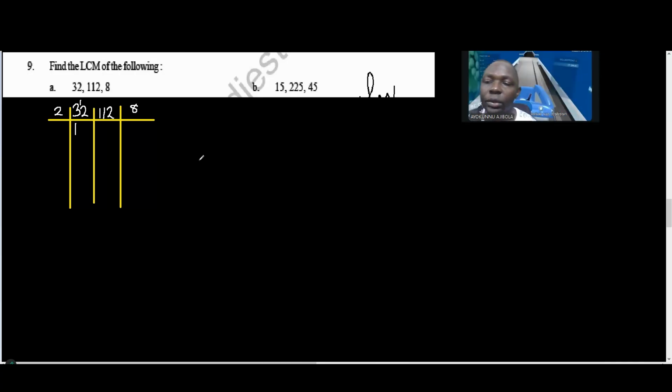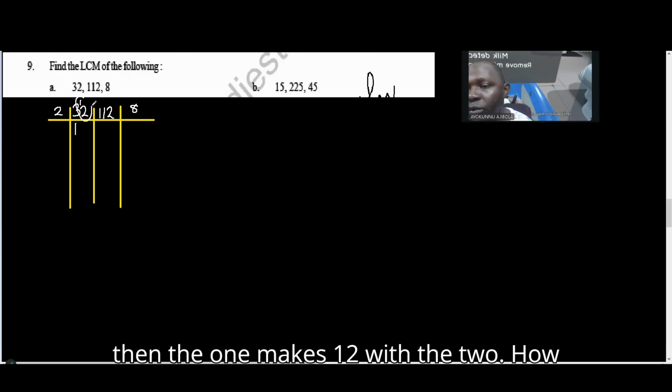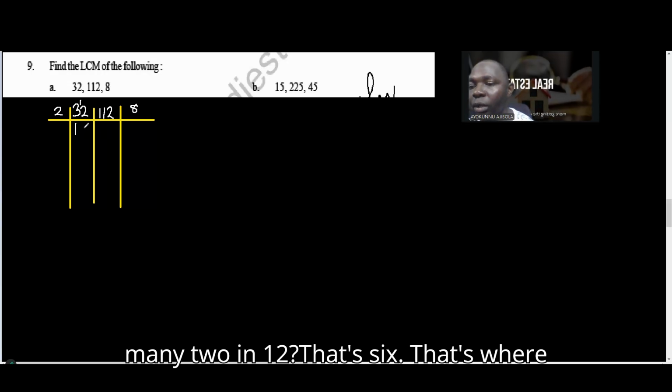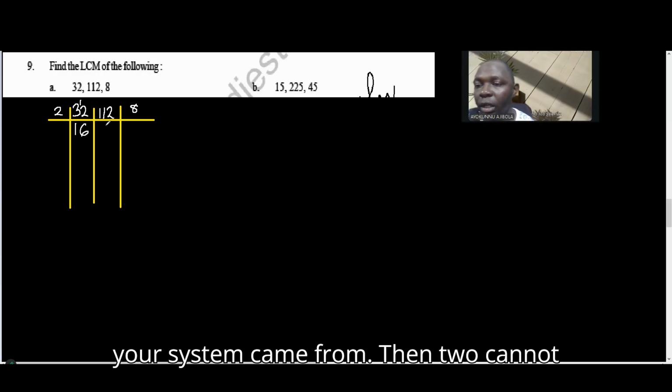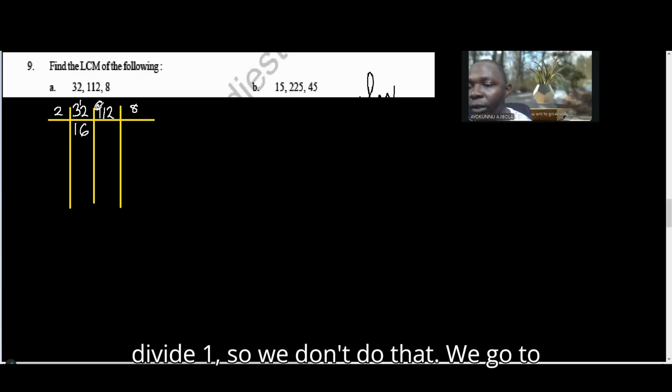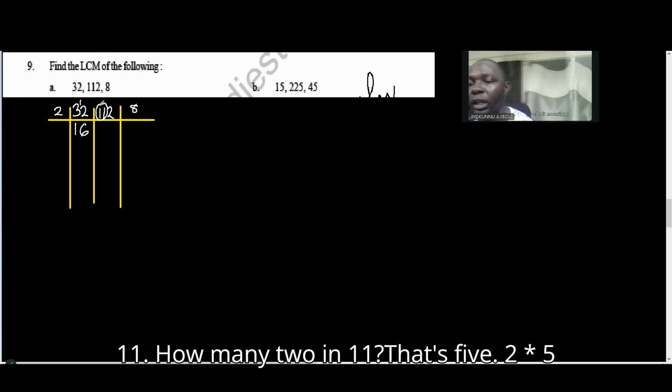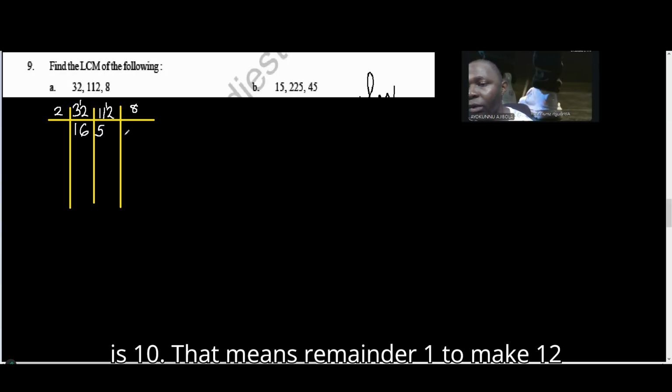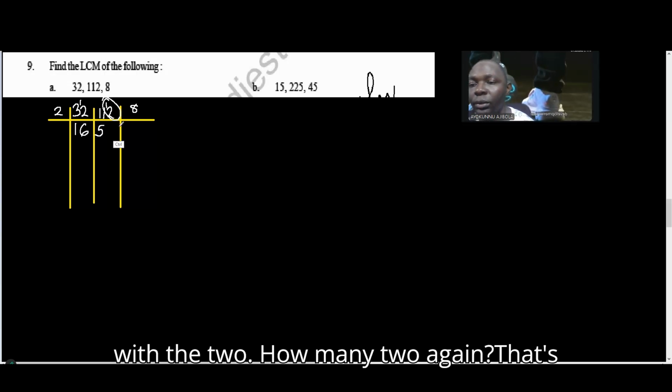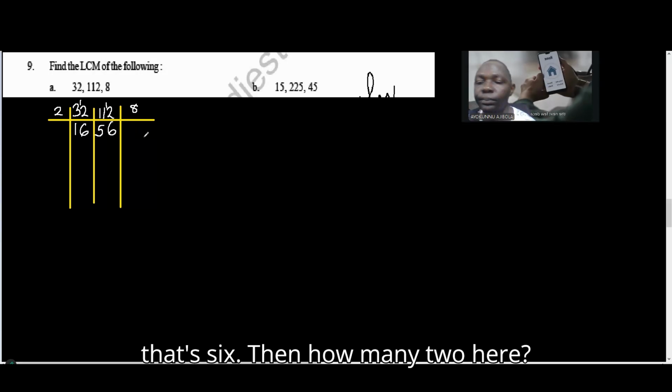Yeah. So then the 1 makes 12 with the 2. How many 2 in 12? That's 6. That's where your 16 came from. Then 2 cannot divide 1, so we don't do that. We go to 11. How many 2 in 11? That's 5. 2 times 5 is 10. That means remainder 1 to make 12 with the 2. How many 2 again? That's 6. Then how many 2 here?